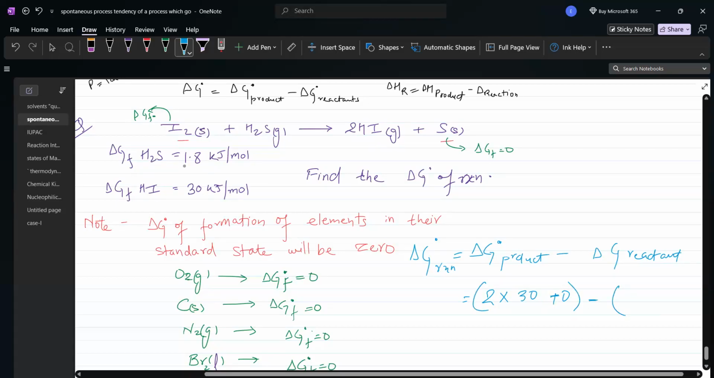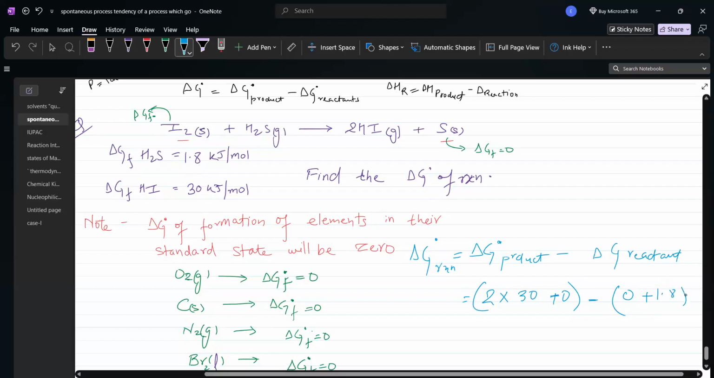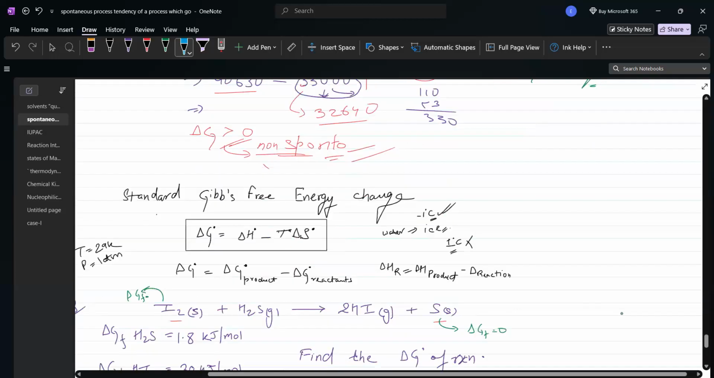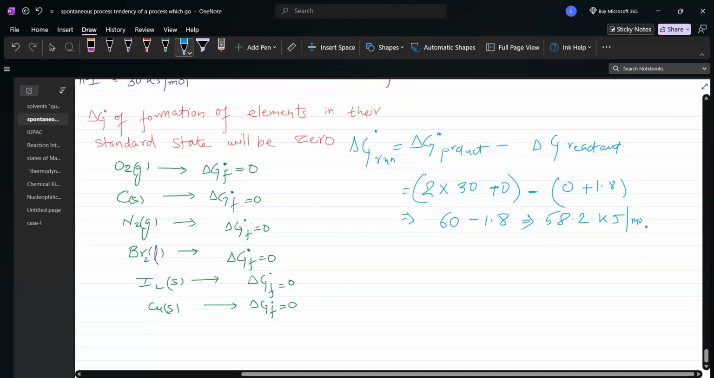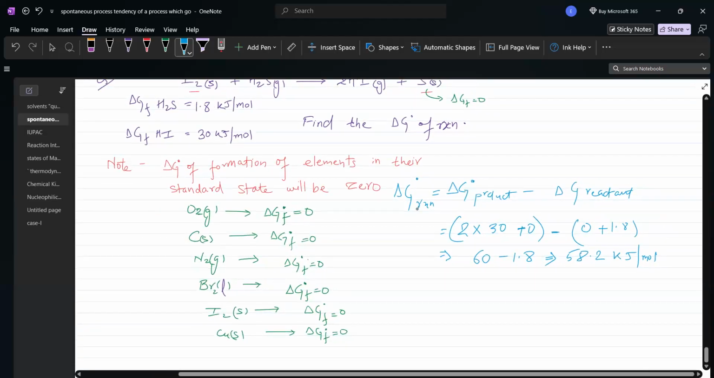Minus delta G of reactant. The formation of iodine is 0 plus the reactant is H2S, 1.8. And just we will solve this. 60 minus 1.8, so we will get 58.2. Yes, 58.2 kilojoule per mole. So that is it. Okay, so for delta G of this reaction, we have got this answer.